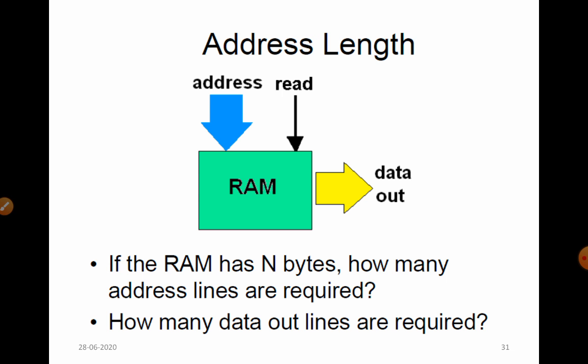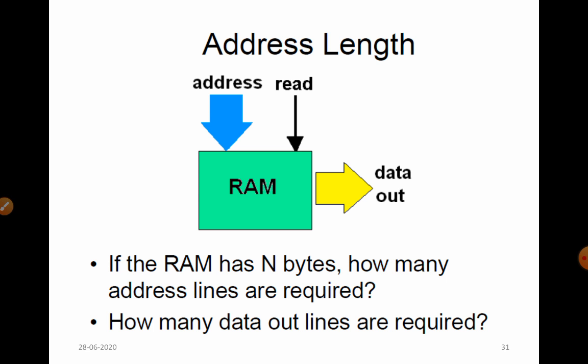Now address lines. If the RAM has n bytes, how many address lines are required? Say we have 100 lines in the RAM. How many bits are required to access each one of the 100 lines? For example, with a single bit we can access 2 rows. If the bit is 0, I can access the first line; if the bit is 1, the second line. So using only 1 bit, I can select 2 different rows. With 3 bits, we can represent one of 8 different rows or places.